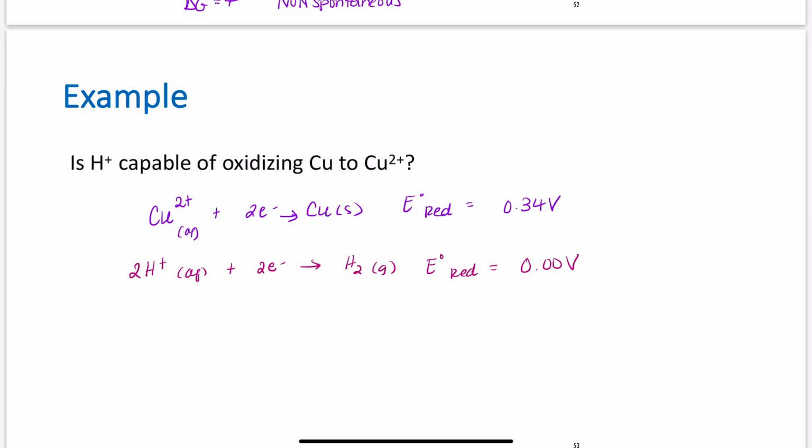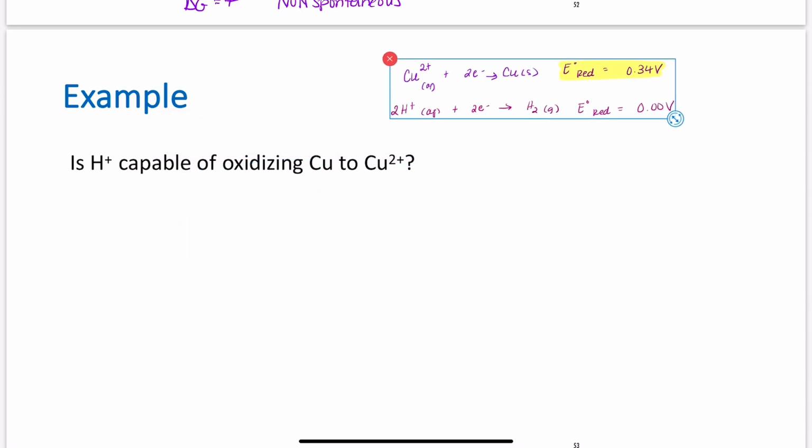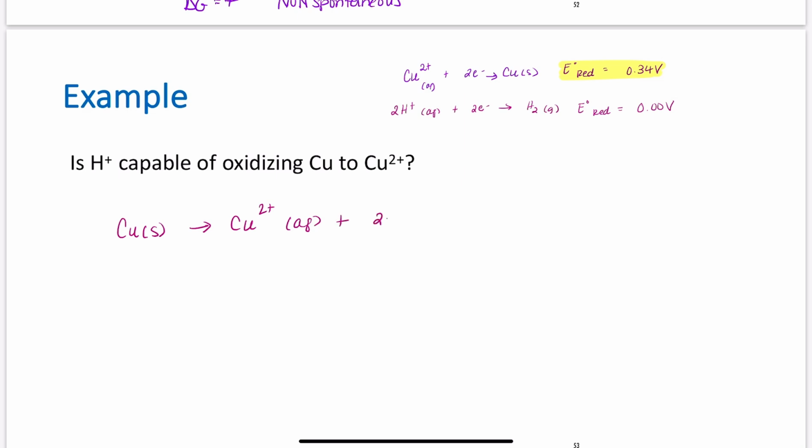Right now I can look at this qualitatively and say, this is more positive, this wants the electrons more, this H+ will not dissolve the copper. What if I want to answer this quantitatively? Well, kind of like we just did in the previous example. If I forced it to happen, that would be copper solid going to copper 2+ plus 2 electrons. And my oxidation potential here is negative 0.34 volts. And my hydrogen, 2H+, gaining 2 electrons, giving me H2 gas. Reduction potential, 0 volts.